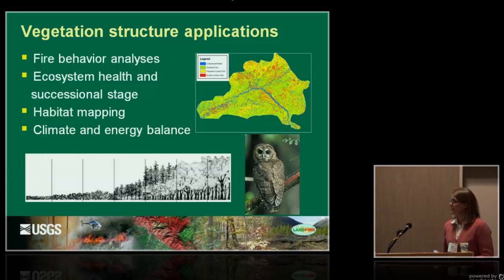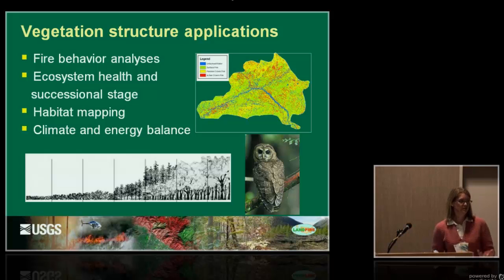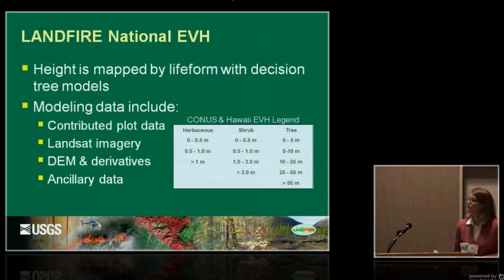Ecosystem health and successional stage is directly linked to height in particular, but also canopy cover. Habitat mapping, looking at subcanopy airspaces, is linked to structure and how material is distributed within the canopy. And certainly climate and energy balance issues are as well. For example, biomass, which is highly linked to carbon studies, is very highly correlated with height. So if we can have height maps for the country, we can also start looking at biomass maps and get an idea of how much carbon is there and answer the carbon sequestration and flux questions. So this goes beyond just fire applications. And we're seeing the data used for these as well. So there are other people who are interested besides the fire community in what we have to offer them.